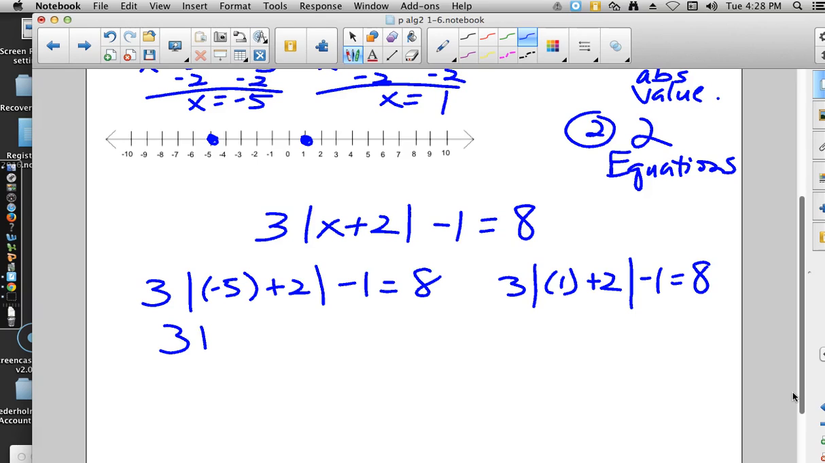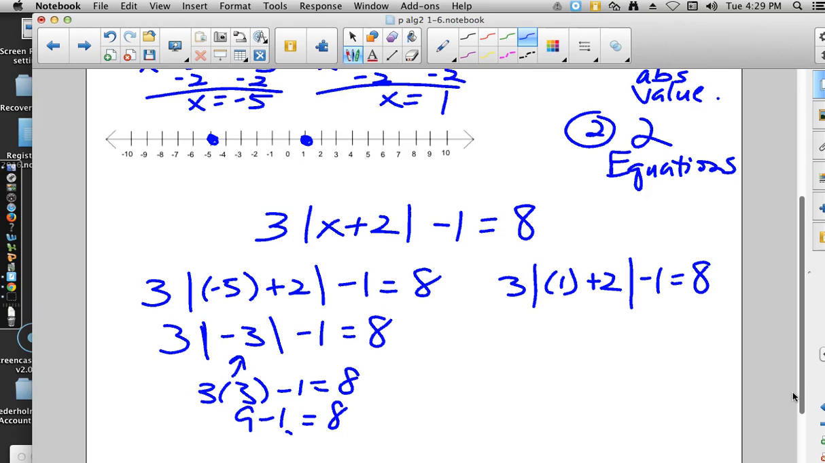Alrighty, so this will be 3, and absolute value bars are like grouping symbols. You have to do them first. So negative 5 plus 2 is negative 3, minus 1 equals 8. The absolute value of negative 3 is 3. So this will be 3 times 3 minus 1 equals 8. Well, that's 9 minus 1, and yepperdoodle, that equals 8.